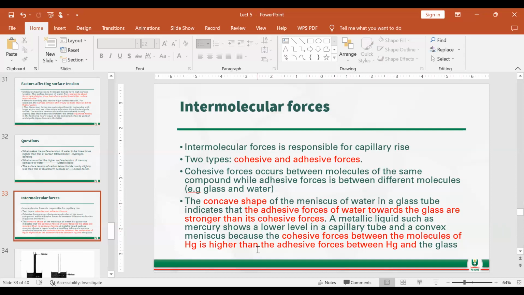A metallic liquid such as mercury shows a lower level in a capillary tube and a convex meniscus, because the cohesive forces between the molecules of mercury are higher than the adhesive forces between mercury and the glass. So cohesive force is the force of attraction between the same molecules, while adhesive force is the force of attraction between one molecule and another. For water and glass, water has a stronger attraction for glass than for the water molecules themselves. So that is the difference there.